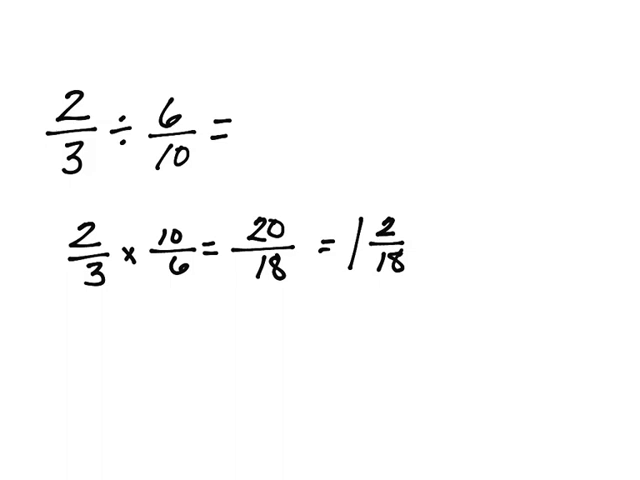I know that this is not in simplest form because both 2 and 18 are even. Factors of 2 are 1 and 2. And I know they are both divisible by 2. So I'm going to put my whole 1 here. I'm going to say 2 divided by 2 is 1, and 18 divided by 2 is 9. My answer here is 1 1/9.